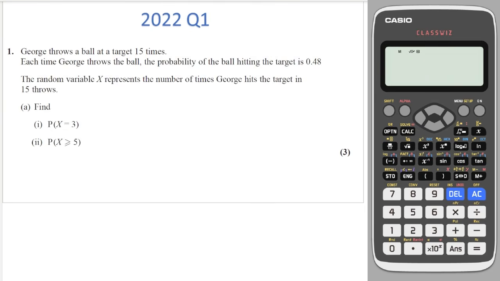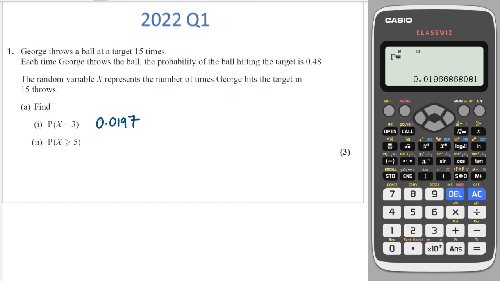Okay, now we're looking at the binomial distribution. So on my calculator, I would go into Menu and Distribution. And for the first one, I want x equal to something, so I just need Binomial PD. So I press number 4. I just want a variable, and I would do x equals 3. The number of trials is 15 from the question, and the probability is 0.48 from the question. Press Execute, and I get my probability. So I write 0.0197.